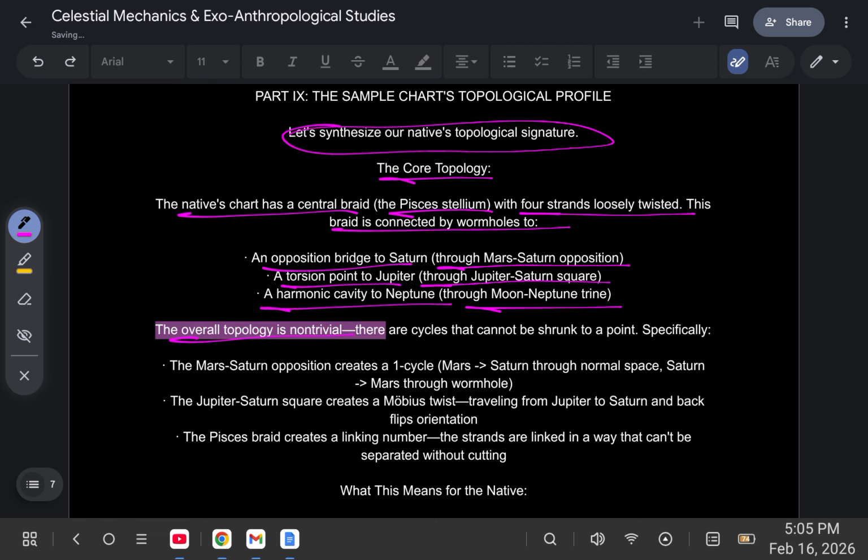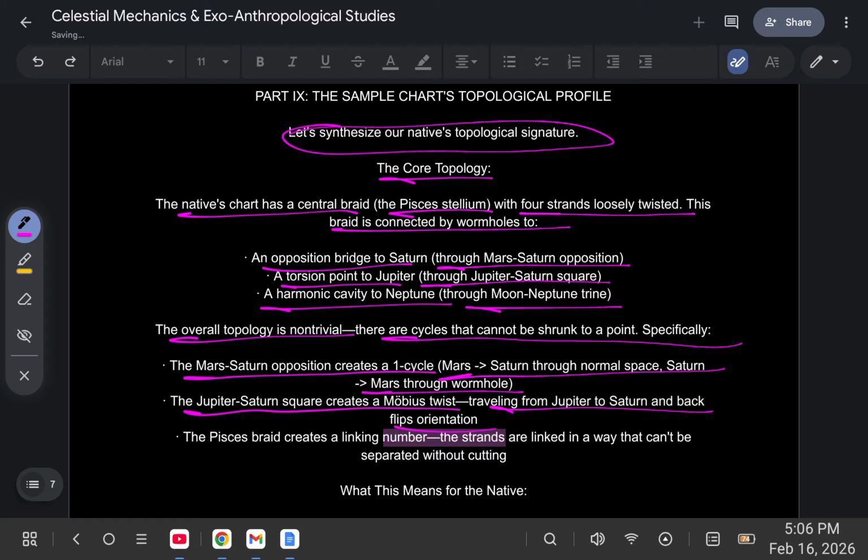The overall topology is non-trivial. There are cycles that cannot be shrunk to a point. Specifically, the Mars-Saturn opposition creates a 1 cycle, Mars-Saturn through normal space, Saturn-Mars through wormhole. The Jupiter-Saturn square creates a Mobius twist, traveling from Jupiter to Saturn and back flips orientation. The Pisces braid creates a linking number. The strands are linked in a way that cannot be separated without cutting.